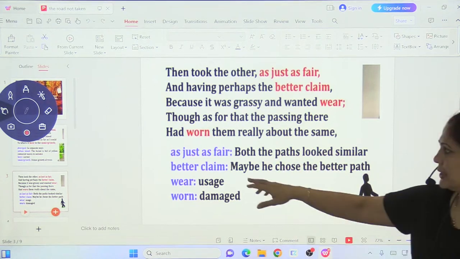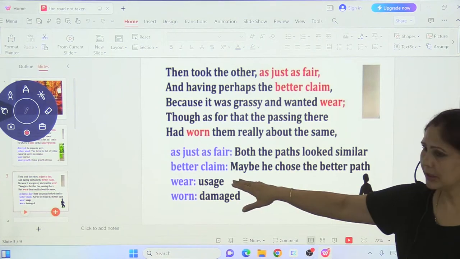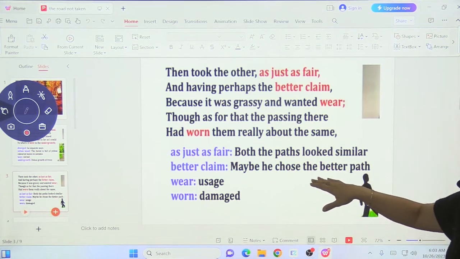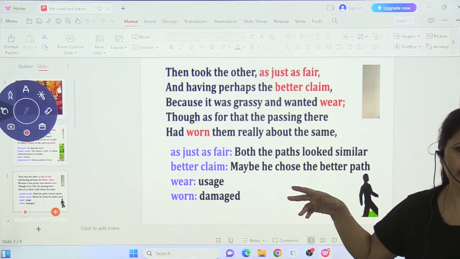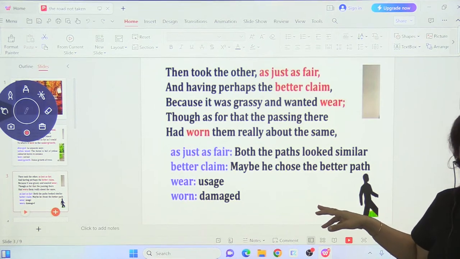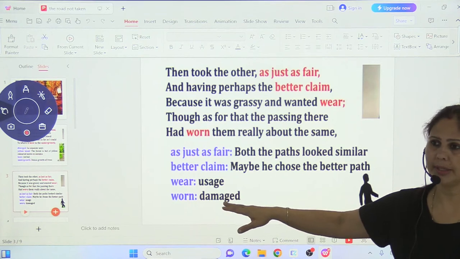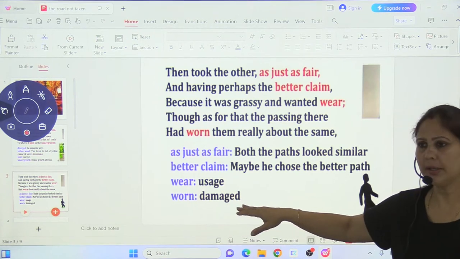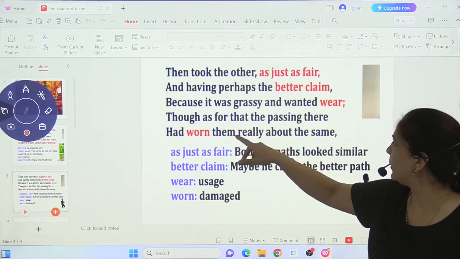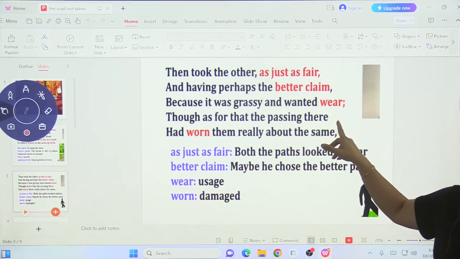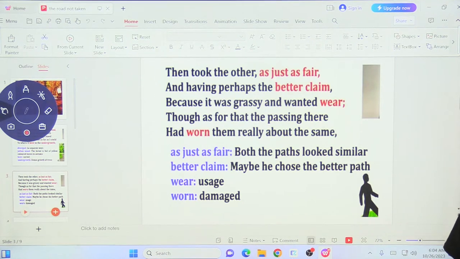Clear? So just as fair means both the paths looked similar. Better claim? Maybe he chose the path which was better for him. According to his understanding, he chose the path which was better. Then wear means usage. Wear here refers to something which is used, and worn means damaged. So what is worn here? The grass. And wear here refers to what is traveled by many people. Clear? This much is clear. Shall we proceed to the next slide?